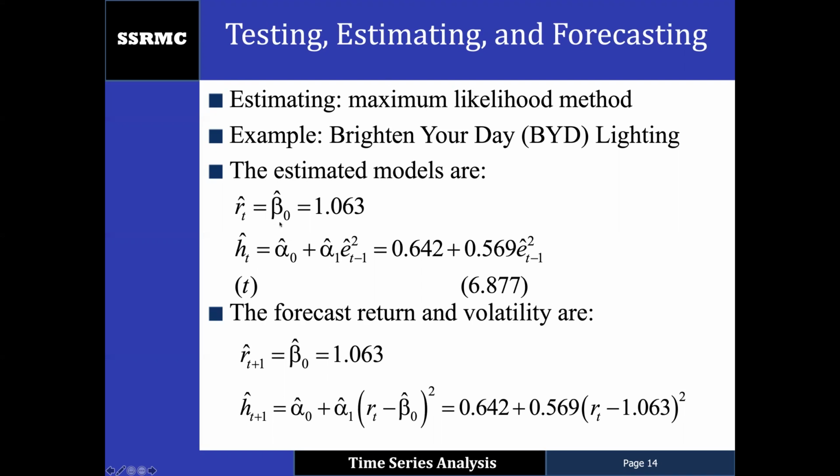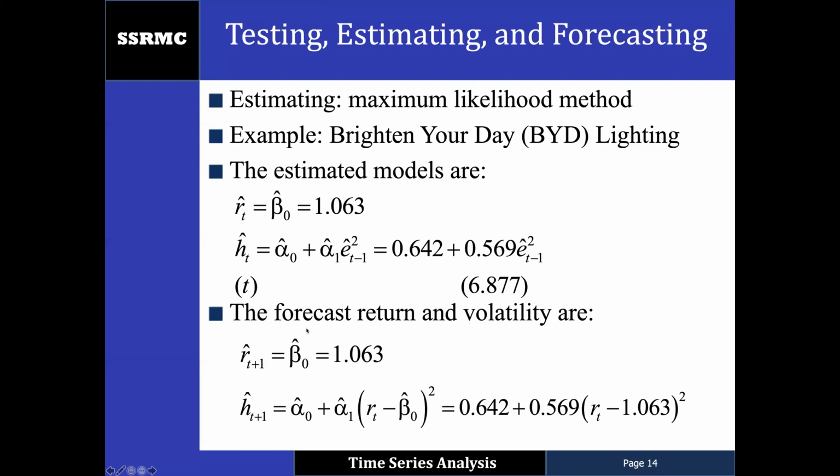So the return is estimated to be 1.063, which means the return is fairly stable. It's about 1% or so. And you do observe some fluctuation that comes from the variance in the error term, the shocks. The variance of the error term is estimated by using this equation. So 0.642 is positive, and the coefficient of e_{t-1} squared is also positive and is less than 1. The test statistic is significant as well. So that tells us the variance of our error term depends on the past value of residuals.